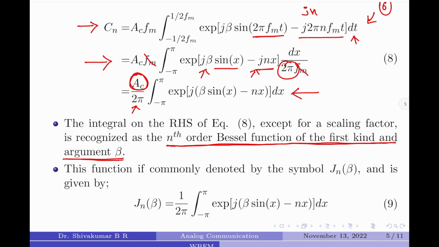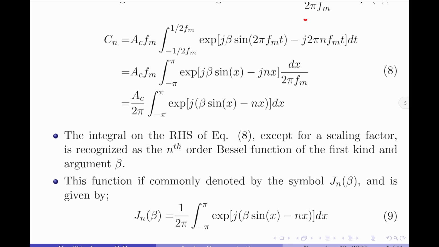Now, the Bessel function so defined is denoted by the symbol Jn of beta and is given by Jn of beta equals 1 divided by 2 pi integral minus pi to pi exponential of j into beta sin x minus nx into dx. Now, if you compare equation 8 and equation 9, you will note that except for the scaling term AC, the RHS of both the equations are exactly the same.